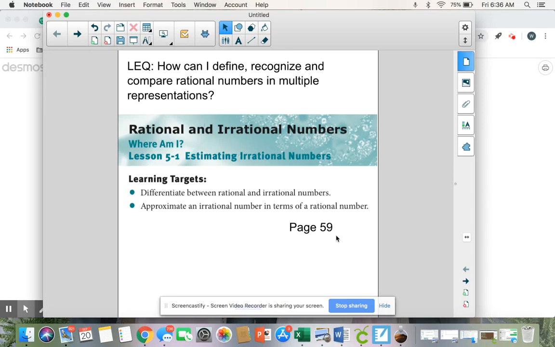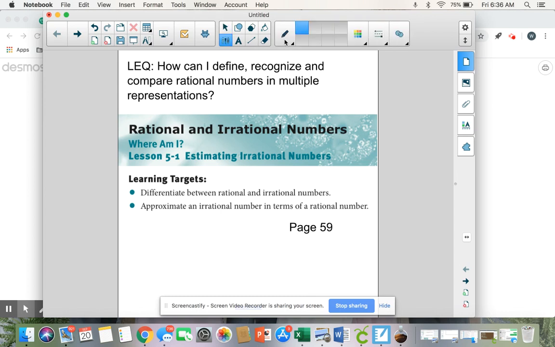Okay, so today we are continuing with our LEQ for this unit. The LEQ is: how can I define, recognize, and compare rational numbers in multiple representations? We are going to start in our Springboard books on page 59. Go ahead, pause, and open up your books if you need to.